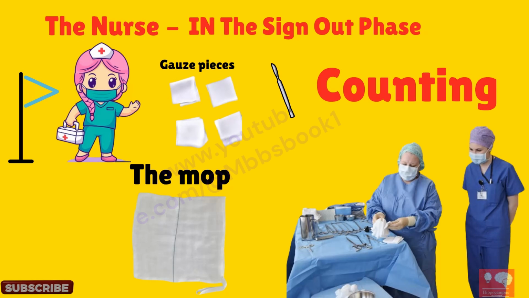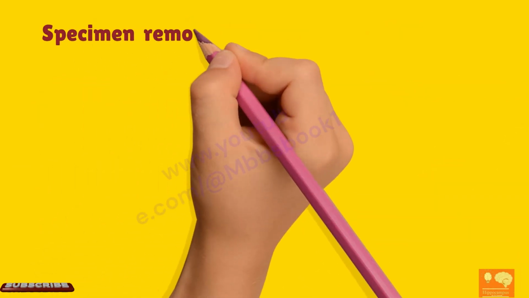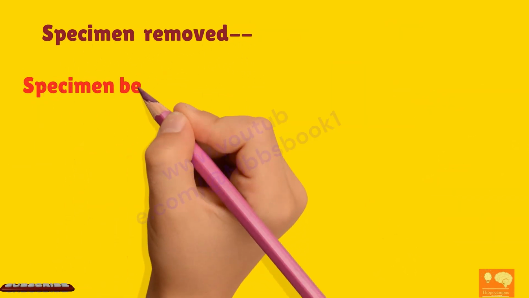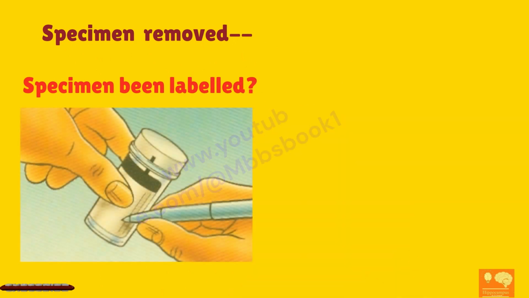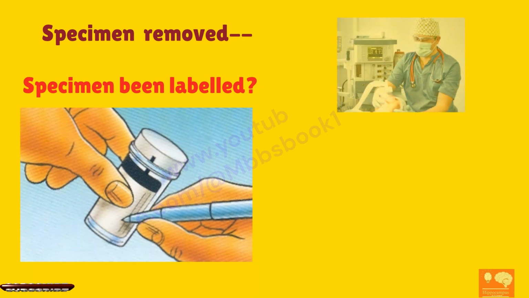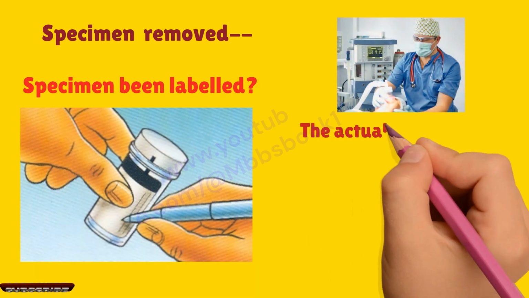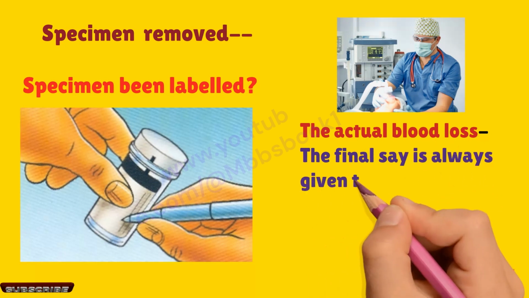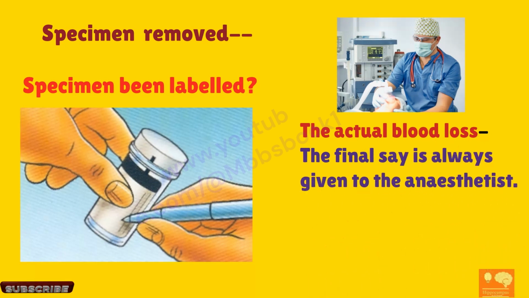This is very important, and complications can happen anywhere. This surgical safety checklist helps in preventing problems, and this counting of gauze pieces, mops, needles and equipment is very important so that nothing gets left inside. Another thing is that if a specimen was removed, has the specimen been labeled? Whatever specimen you've removed for pathology, has that been labeled or not? And finally, the anesthetist has to say the actual blood loss; the final say is always given to the anesthetist. So these are the 3 phases of the surgical safety checklist.